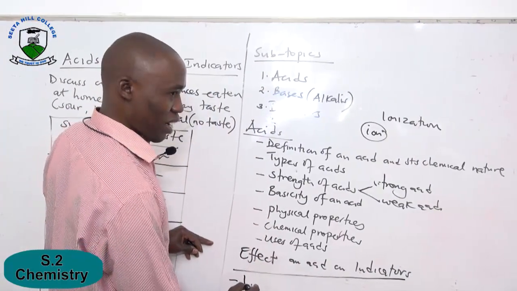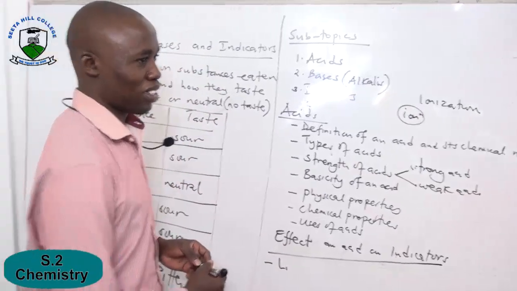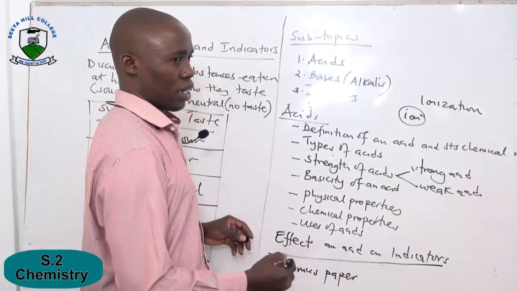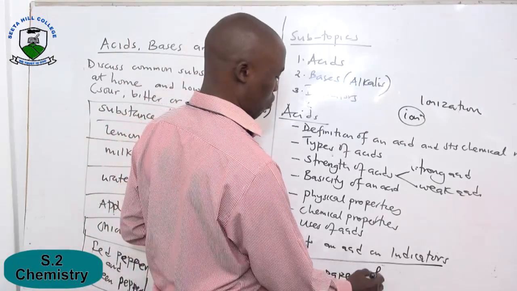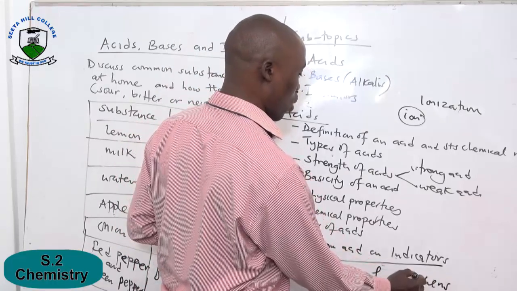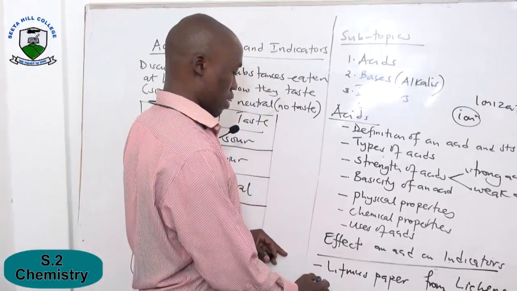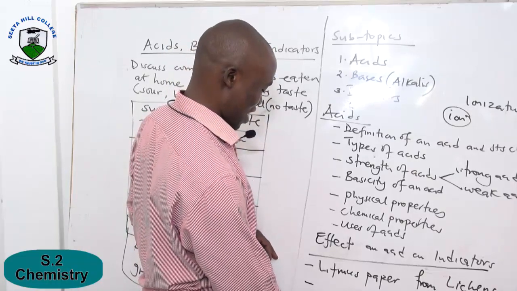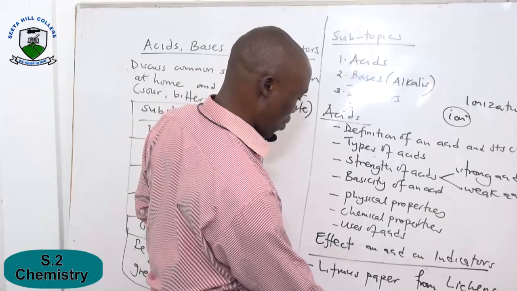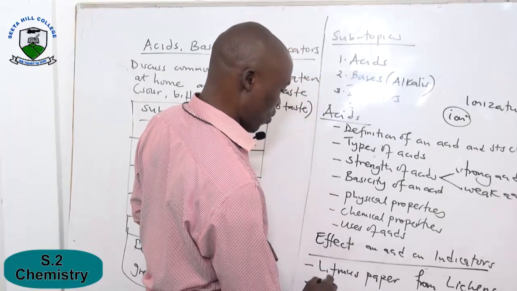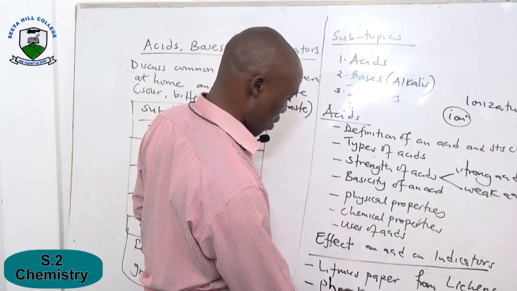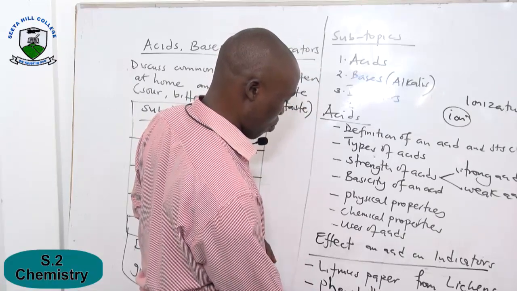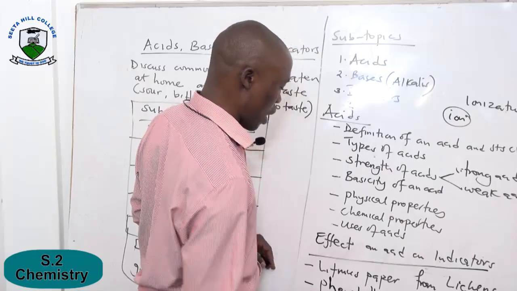There are very many indicators, which include litmus paper. This one was extracted from lichens. There are certain plants called lichens. From lichens, it was the first one of its kind to be used. Then we have others: universal indicator, phenolphthalein, and methyl orange. These are the common indicators in our laboratory.